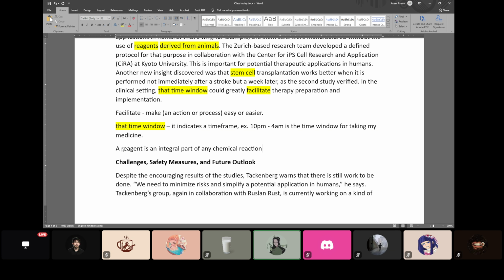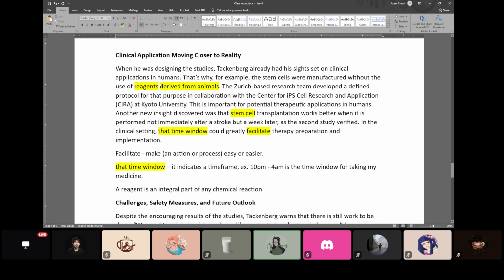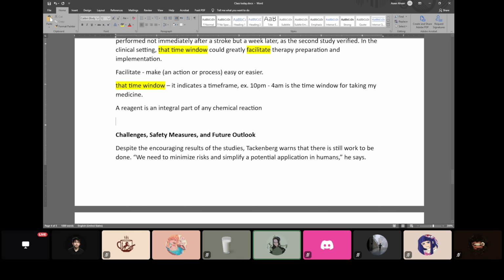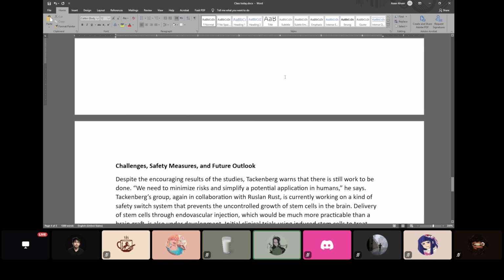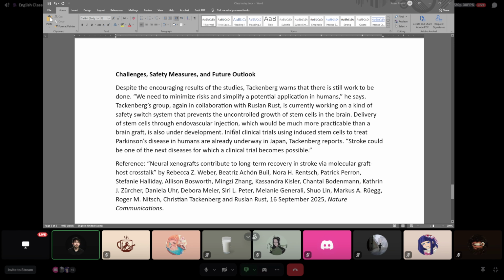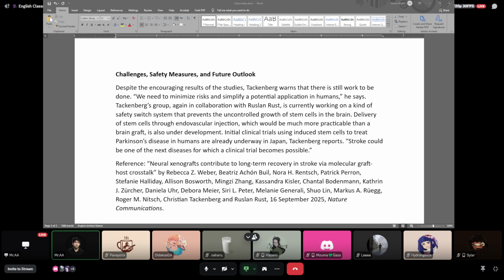And a reagent is an integral part of any chemical reaction. Reagents are always used in chemical reactions. We use water, acid, base, everything are called reagents of that reaction. And a catalyst is what helps continue that reaction. For example, heat, environmental temperature. These factors are known as catalysts. Thank you so much. Now let's head on to the next person.